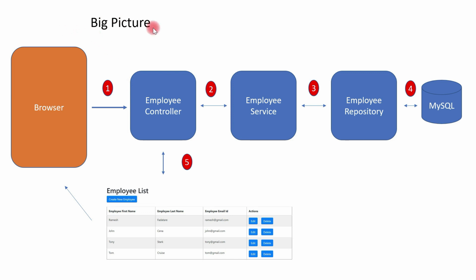Now let's take a look at our big picture. We'll start with our web browser, and then the request first will come to the employee controller, and then it is sent to the employee service, and it goes to the employee repository, and then it hits the database. Then the employee repository will retrieve data from the MySQL database, and again the data will be sent to the employee service and then the employee controller. The employee controller will basically return a view, that is the Thymeleaf template, and that template will be rendered on a web browser. This is the typical flow in our Spring MVC web application.